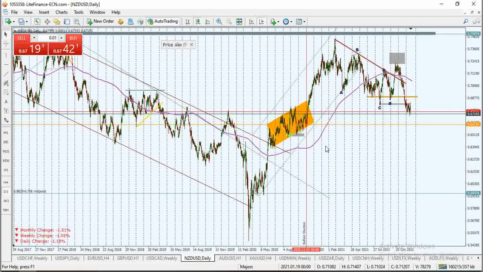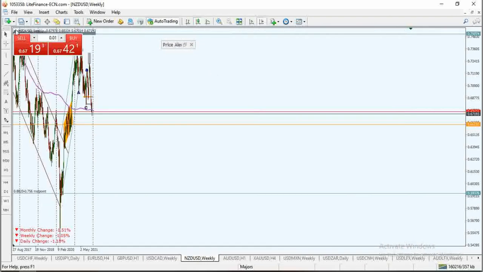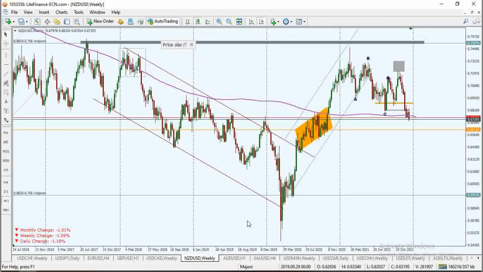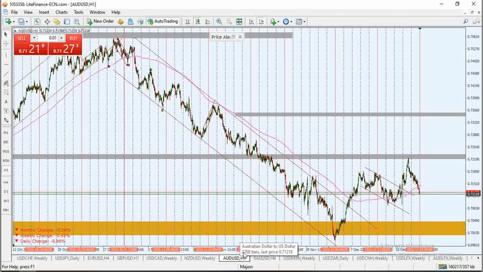I think the 0.66 target could also be the first target area for price, and we have a lot of craziness here. I think this one here could also continue further going down.